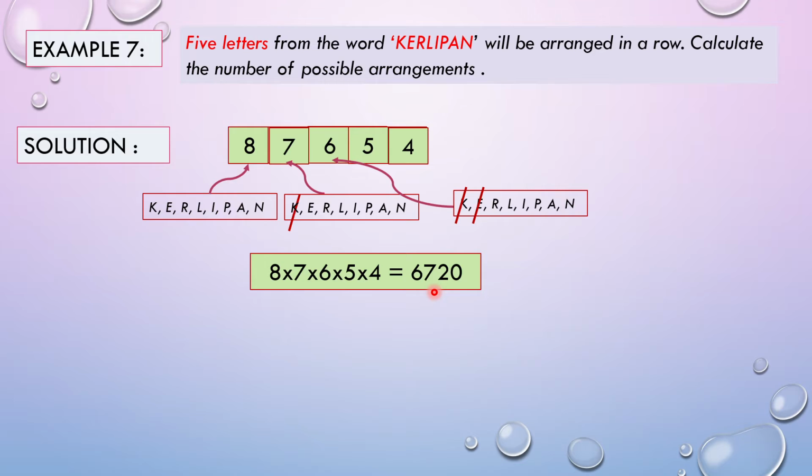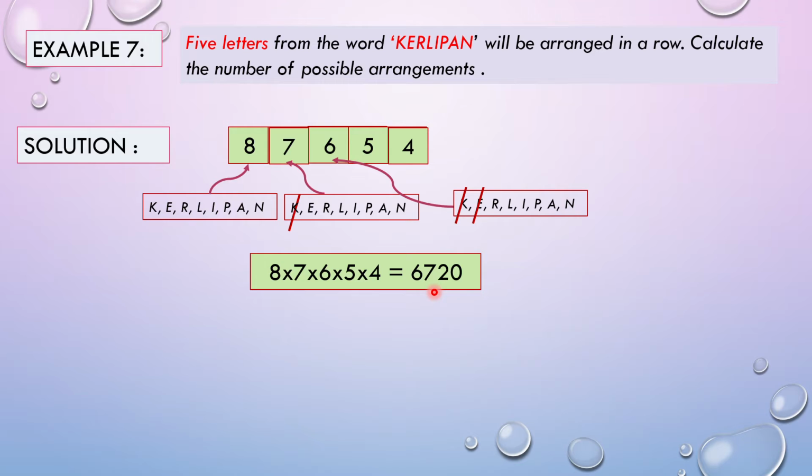Now multiply all these digits and you will be able to find the number of possible arrangements. So altogether we have 6,720 arrangements that we can make from the word Kurlipan by just choosing 5 letters from it.